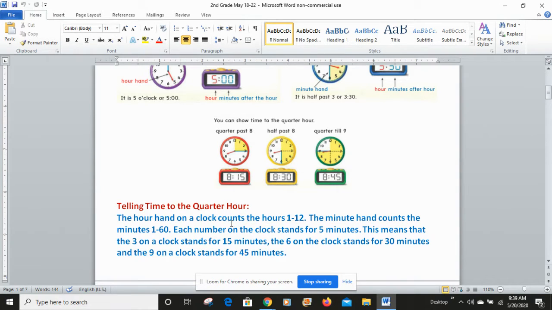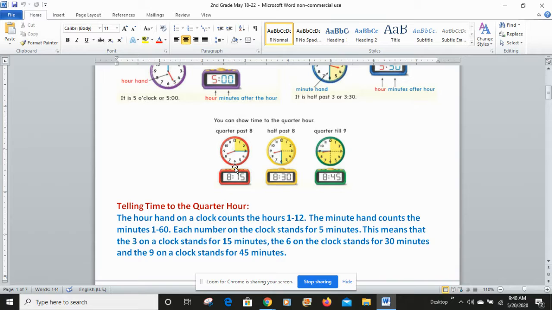The hour hand on a clock counts the hours. And we have hours 1 through 12. The minute hand counts the minutes, and there are 60 minutes on a clock. Each number on the clock stands for 5 minutes. So remember, when we're talking hours, we're talking 1 through 12. When we're talking minutes, we're talking 1 through 60. And so if I start counting the numbers as minutes, I would go zero at the top, then 5, 10, 15. So the 3 can stand for the hour 3, or it can stand for 15 minutes.